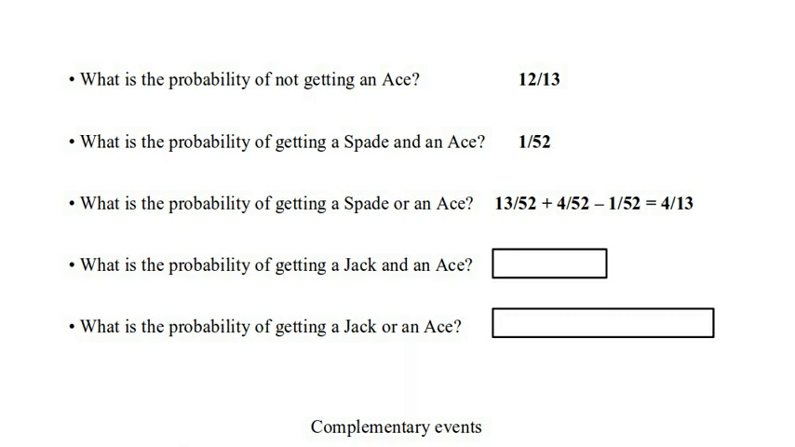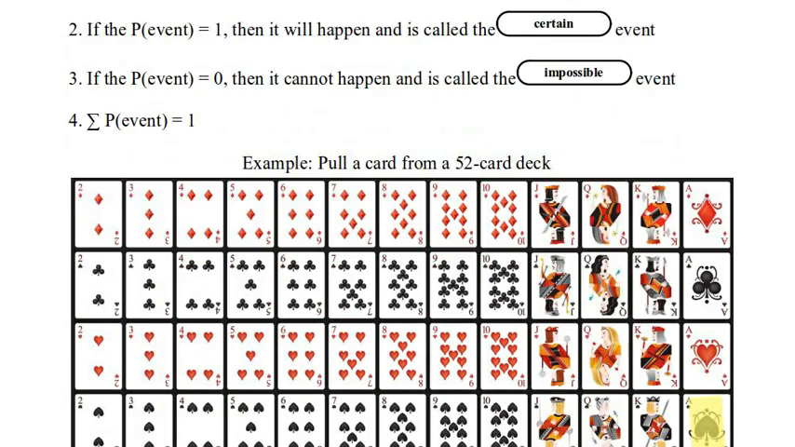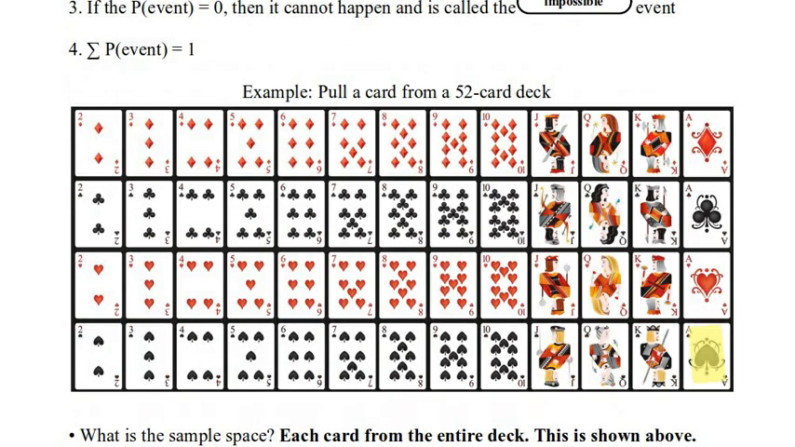16/52 simplifies to 4/13. What is the probability of getting a jack and an ace? Now, if you have the playing cards memorized, this question is almost comical, but I'm going to go back to the picture of the deck and ask you to find a jack and an ace. So let's see what's going on here. So here are the jacks. There they are. There's 4 of those.